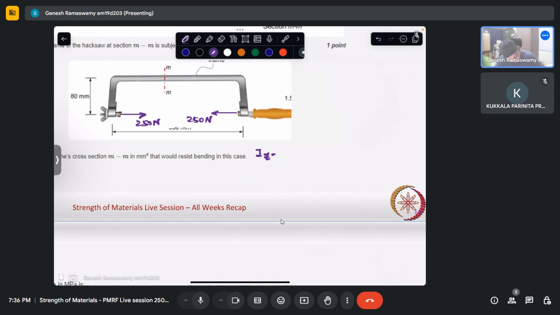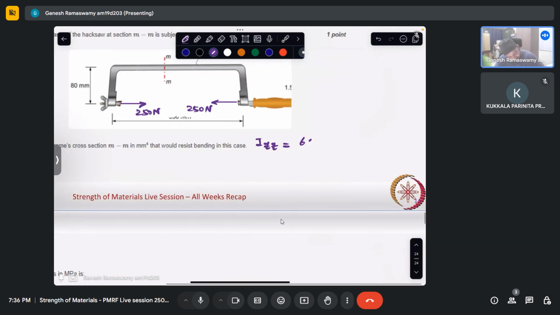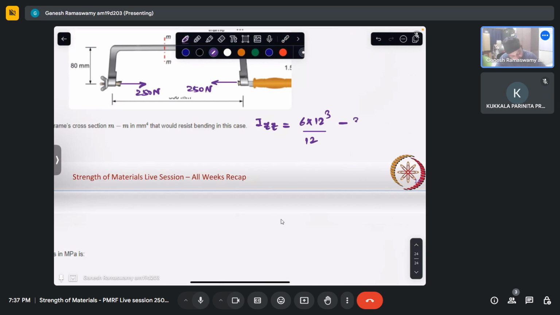It will be IZZ, which is equal to 6 into 12 cube by 12 minus the inner dimension. What is the inner dimension? This is 1.5 mm thick, so 3 goes. So this is 3 and this is 9. Minus 3 into 9 cube by 12. This is what resists bending.